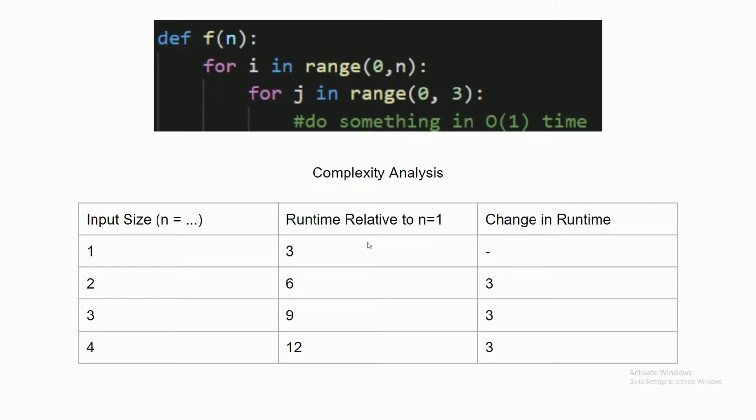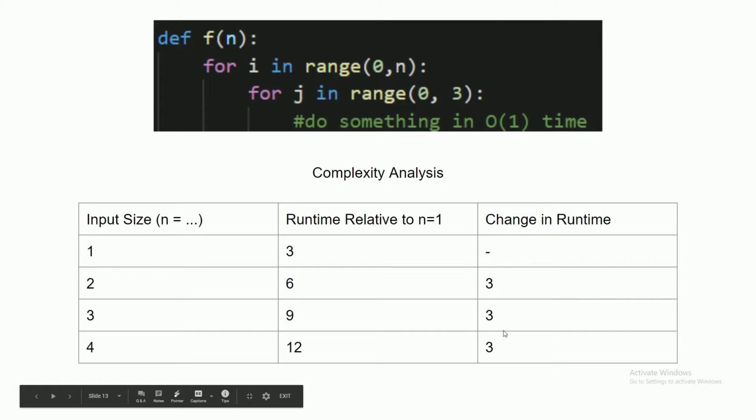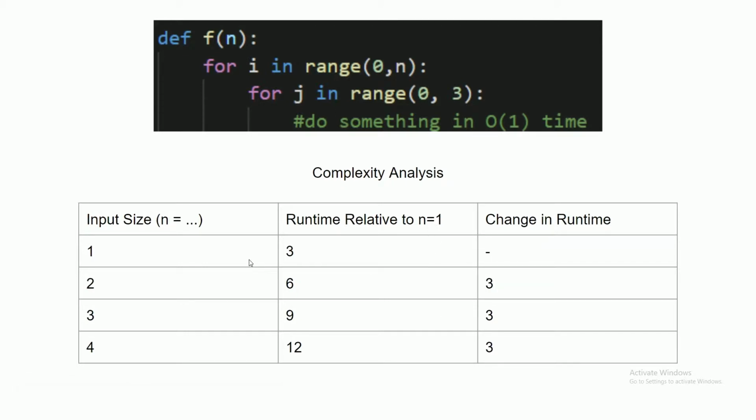Whatever is inside this inner loop runs 3 times for every n. However, that doesn't matter when it comes to analyzing complexity, because again, we're just talking about the rate at which the runtime scales as we increase n. If we look at this third column, we'll see that the change in runtime is constant for every single increment of the input size.